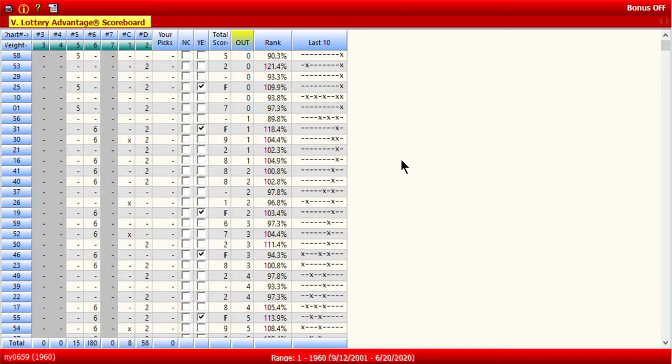Now, in regards to weights in the scoreboard, I never really put any value in the weights because first of all, it never worked. There's no way to backtest it, so I just don't worry about it. But what I have done here is that I've weighted each chart by the number of the chart. So chart 5 is weighted 5, chart 6 is weighted 6, and chart C, I just weighted 1 and D is 2.